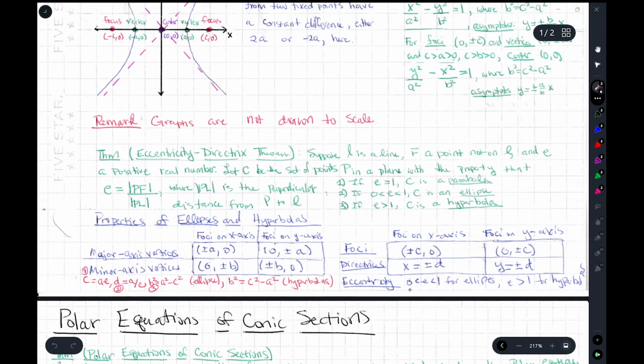And we just discussed this, that if E is strictly less than 1 and strictly greater than 0, then you got an ellipse. If E is strictly greater than 1, it's a hyperbola. Of course, with E equals 1, you got a parabola. And then you get these three equations over here.